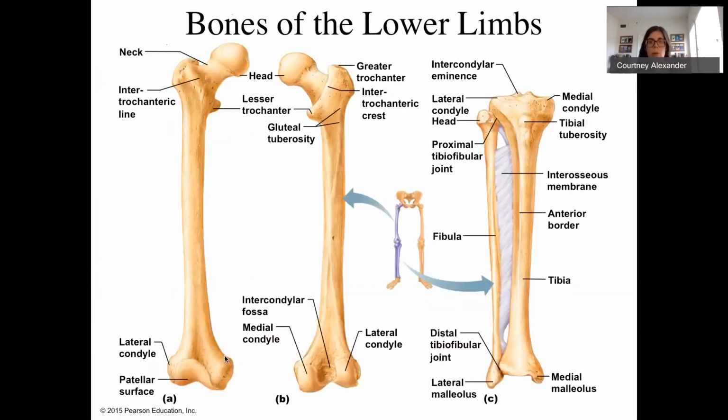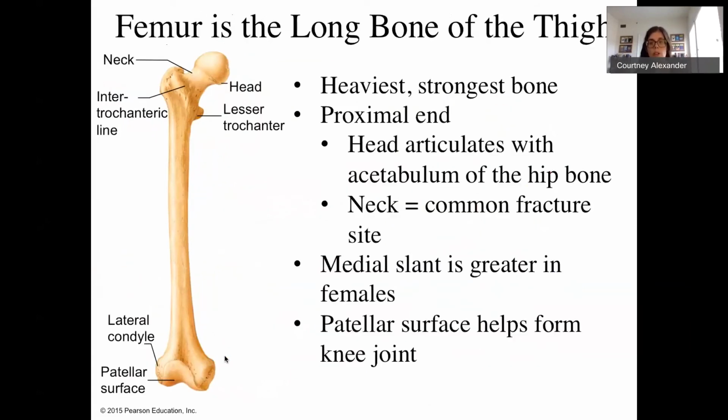Let's talk about the bones of our lower limbs. So the femur is the long bone of our thigh. It's the heaviest and strongest bone in our body. On the proximal end, the head articulates with the acetabulum of our hip bone, of our coxal bone, and the neck, again, is that common fracture site. The angle of the femur coming out of the hips is called the medial slant. And in women, because our hips are more flared, we have a larger medial slant. This can lead to some knee problems, especially in female athletes.